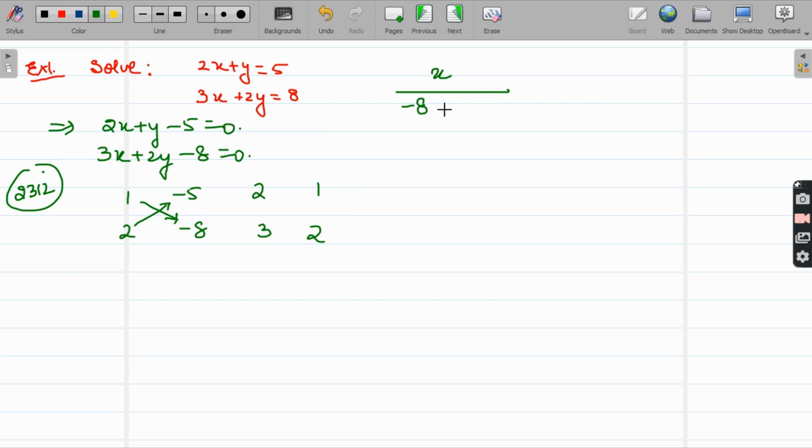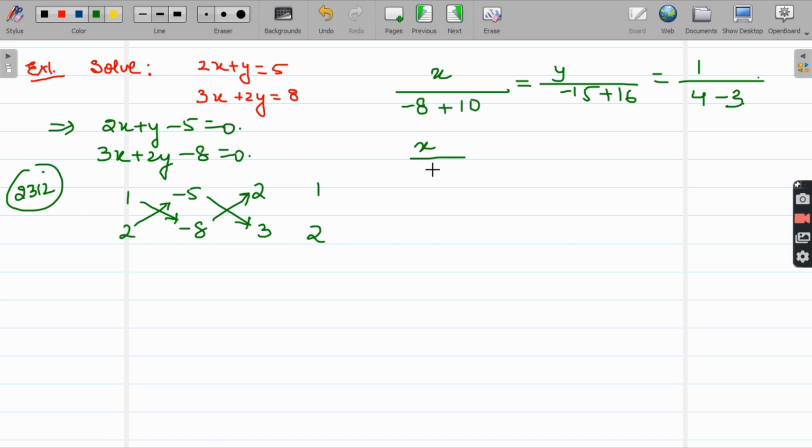So we'll get minus 8 plus 10. It will be 2 into minus 5 minus 10. So with the extra negative sign, we'll have this as plus 10, is equal to y upon minus 15 plus 16, and is equal to 1 upon 4 minus 3.